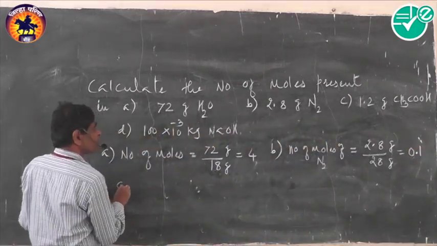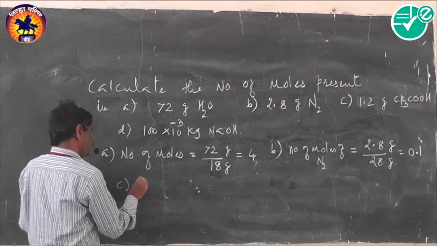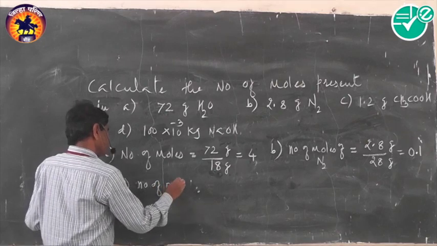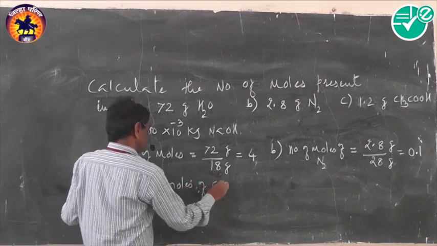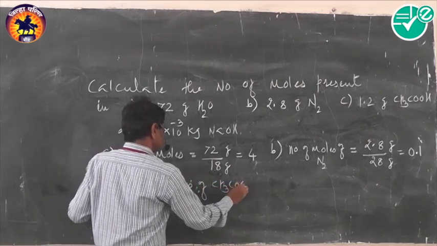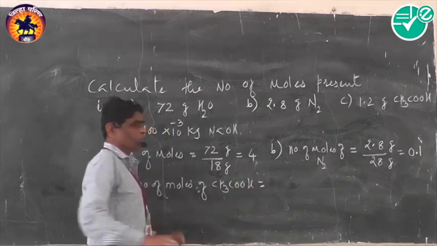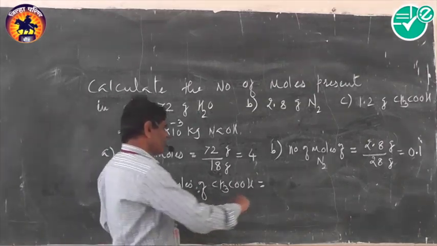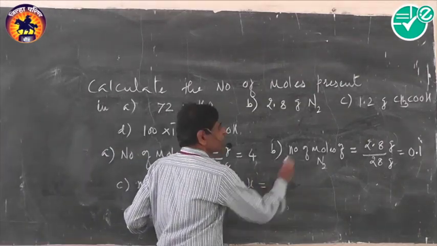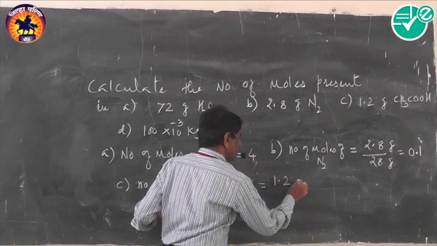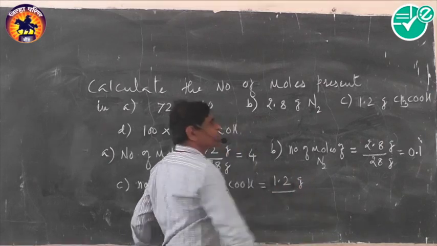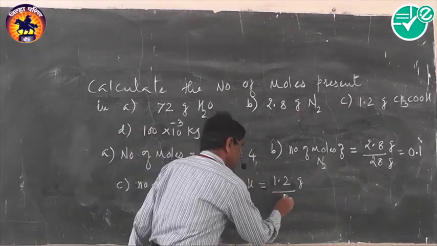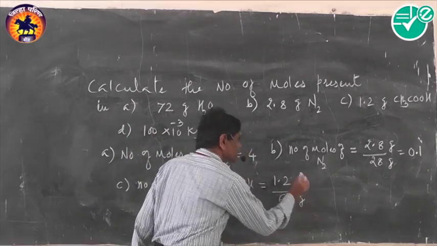Whereas for the third, the number of moles of acetic acid, CH3COOH, is equal to its given mass in gram divided by its gram molar mass. The given mass is 1.2 gram. Now what is the molar mass of acetic acid? The molar mass of acetic acid is 60, and thus the gram molar mass is 60 gram.